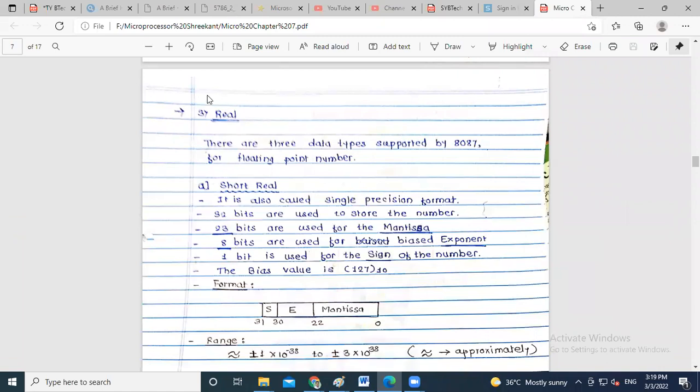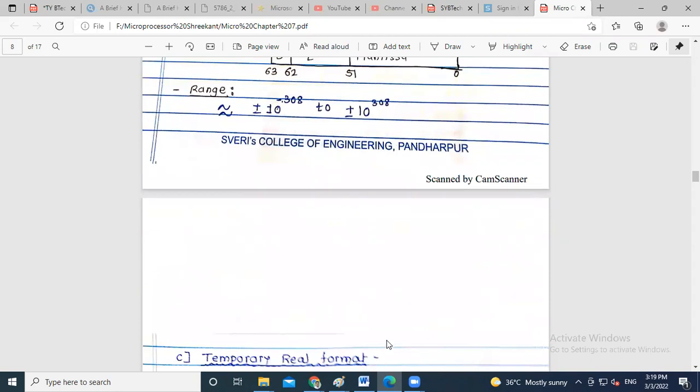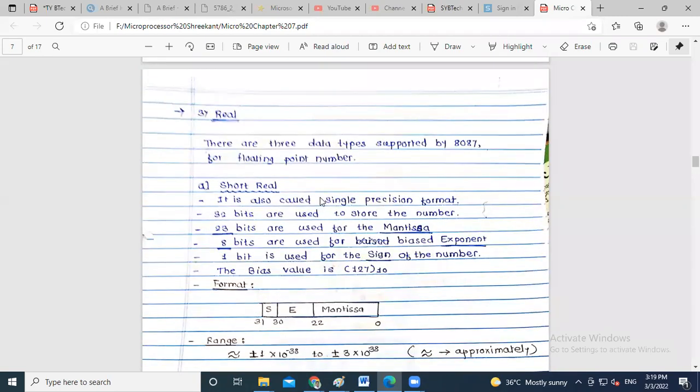Okay. So next, the third category of the data type, that is real. In this again there are three types: short real, long real, and temporary real. In the short real, it is also called single precision format sometimes, and 32 bits are used to store the number. The 23 bits are used for mantissa, 8 bits are used for biased exponent, and the last bit is used for sign purpose. If it is 0, then the entire number is positive. If it is 1, then the number is negative. So the last bit we represent as a sign bit.